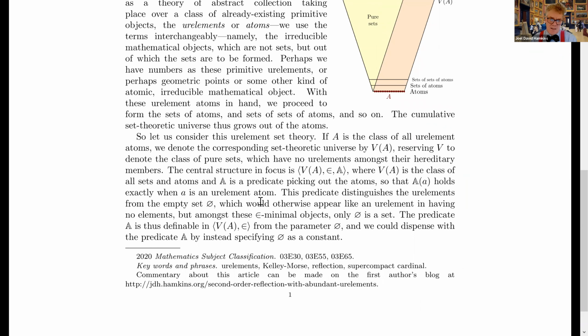There's a kind of connection. The atoms are something like the empty set in that they are epsilon minimal. They don't have any members, but they're not sets. So we distinguish the empty set from the atoms because the empty set is a set. In particular, it's a set of atoms. It just doesn't have any elements. So the empty set is not an atom. This predicate can therefore be defined if you just take the empty set as a parameter. It's the only epsilon minimal object that's a set.